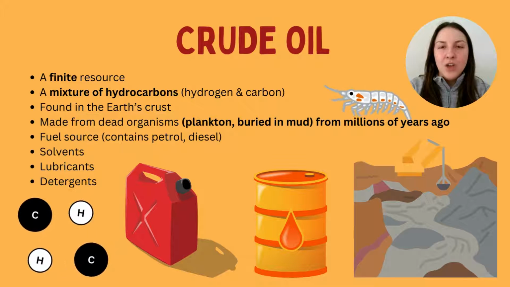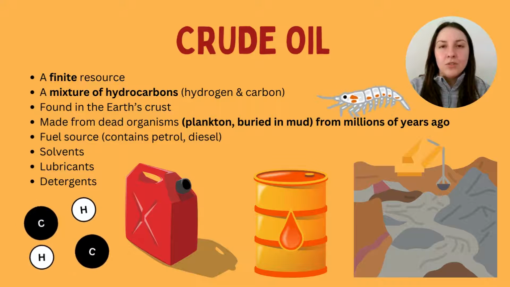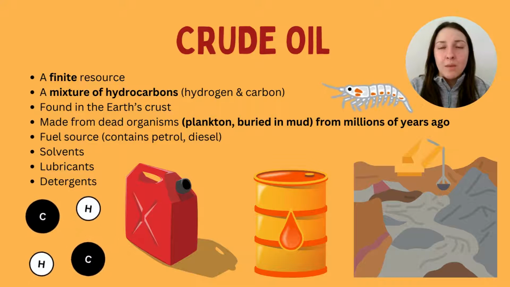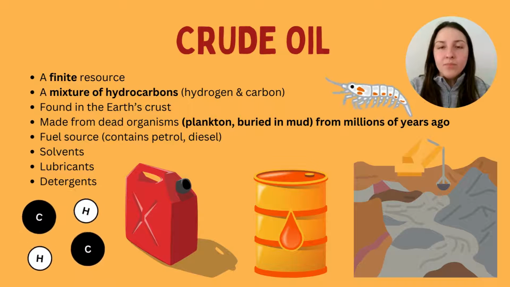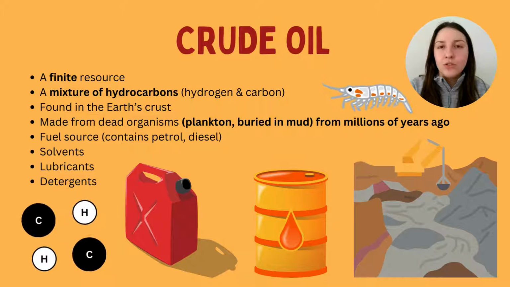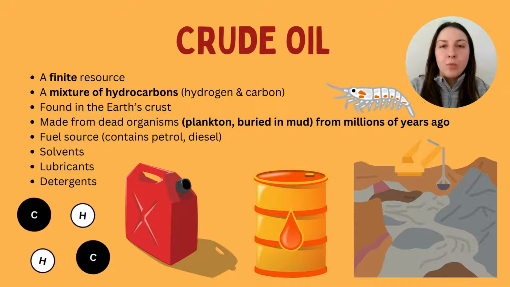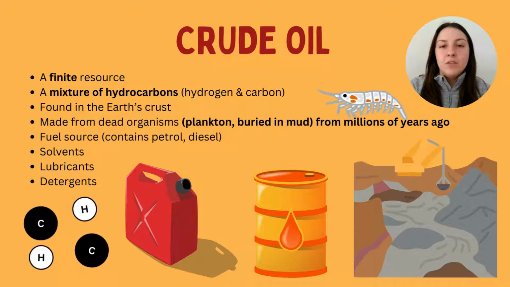So let's get started. Crude oil then, it's a finite resource. It's a really valuable resource as well because there's not a huge amount of it. And because it's finite, that means we cannot get any more of it within our lifetime. But where do finite resources such as crude oil come from? Well, they actually come from the earth itself, and it's made up of dead organisms that lived and died millions and millions of years ago.